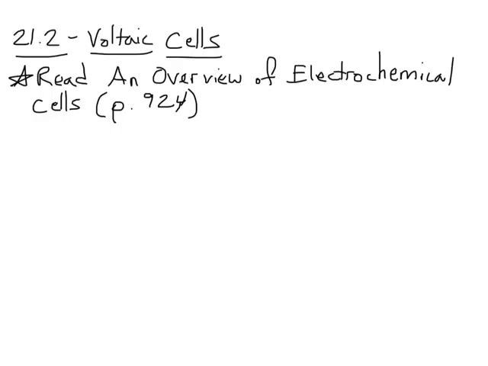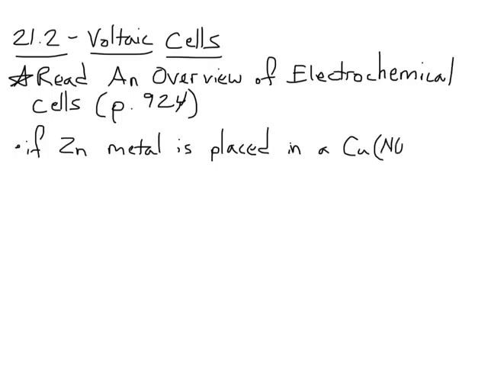Okay, if we do start with 21.2, voltaic cells. Voltaic cells are actually very, very neat. If we take, say, zinc metal, and we place zinc metal in a copper nitrate solution. So zinc metal goes into a solution of copper nitrate.